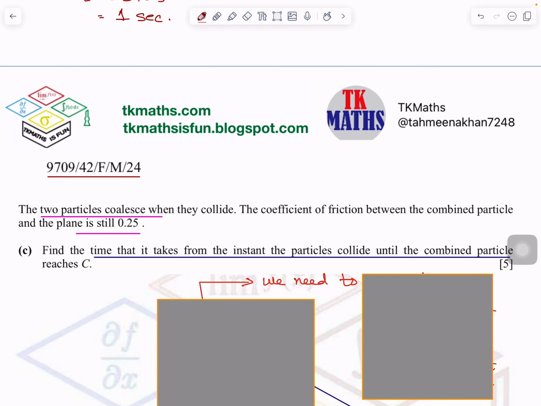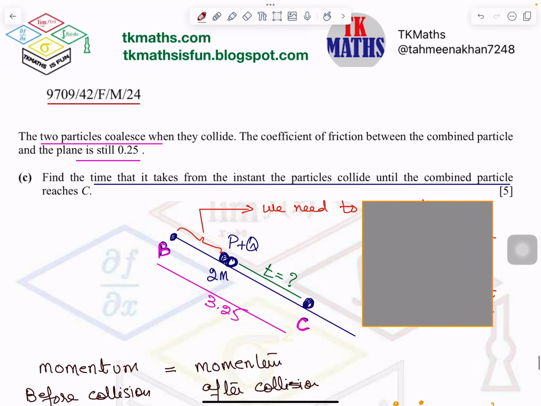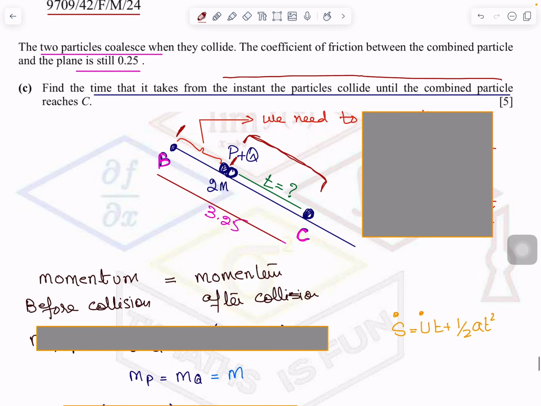Now, the two particles coalesce when they collide. So this is the diagram I'm explaining here. It is all with respect to point B, and this is the position where they collide. You have to find the time it takes from the instant the particles collide until the combined particle reaches C. So basically you have to find out this time now. The distance from B to C is given to me as 3.25, so I can use this equation to find out time.